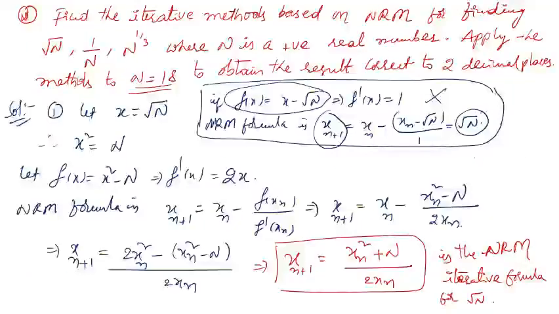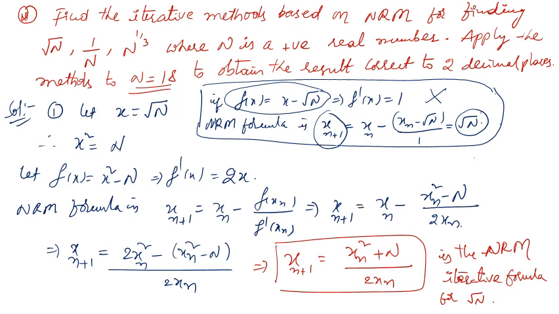Next problem: find the iterative methods based on the Newton-Raphson method for finding the square root of n, the inverse of n, 1 by n, and the cube root of n, n power 1 by 3, where n is a positive real number. Apply the methods to n equal to 18 to obtain the result correct to two decimal places. Let me take the first one, x equal to root n. When I choose f of x equal to x minus root n, then f dash x is 1.